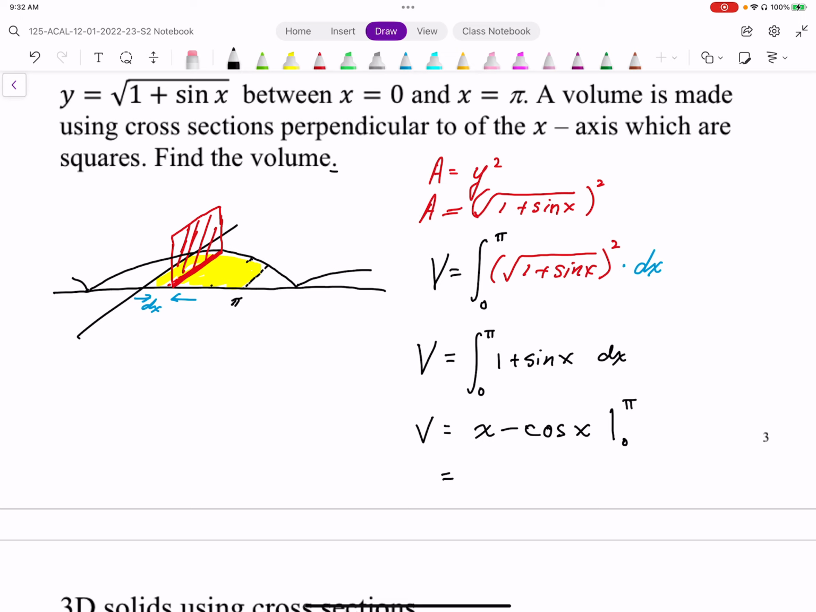So my volume then is going to be pi minus cosine of pi, which is negative 1, so pi minus negative 1. And then minus 0 minus the cosine of 0, and cosine of 0 is 1. So simplifying this, I'm going to end up with pi plus 2, and that is in cubic units. So that is my volume of that object that's generated by those slices.